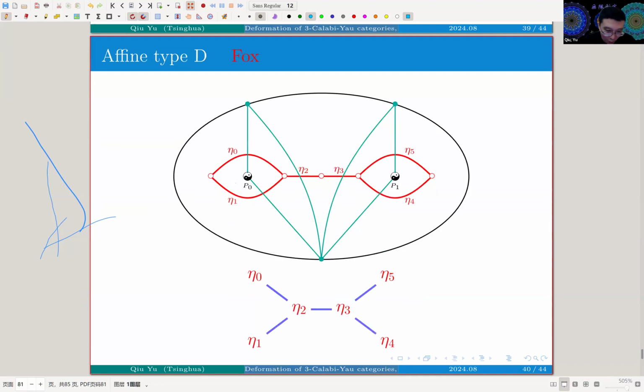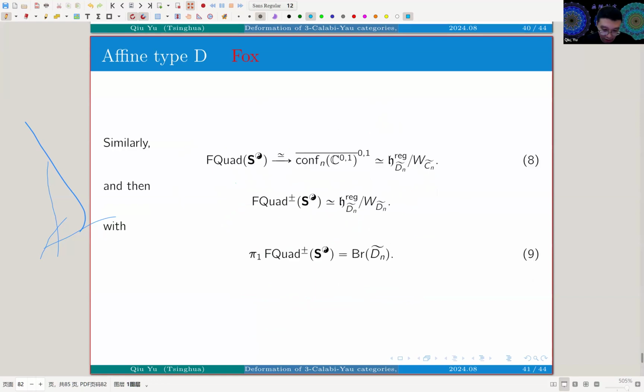And if we do one more time, allowing this puncture to also be collidable, then we change the quiver to type D tilde, and the corresponding model space of quadratic differentials will have fundamental group equal to the braid group of type D tilde. Yeah, so everything matches.